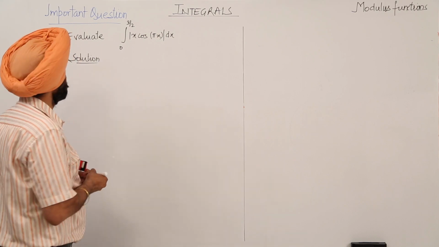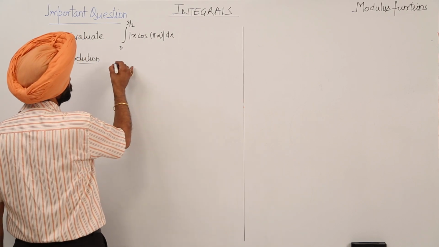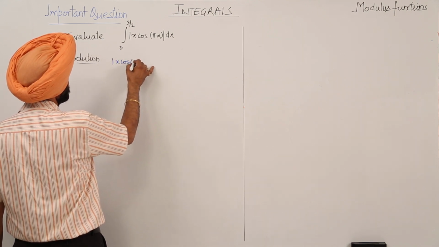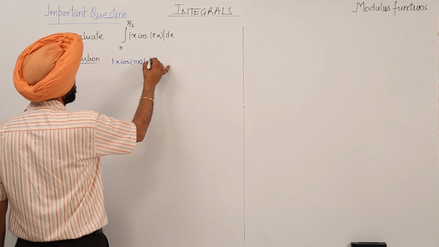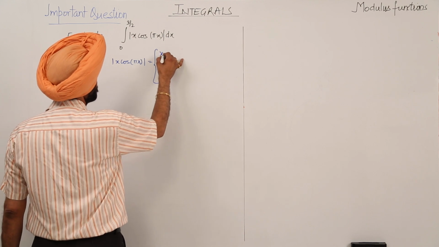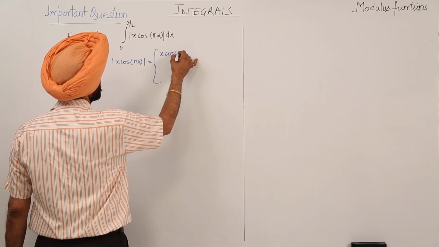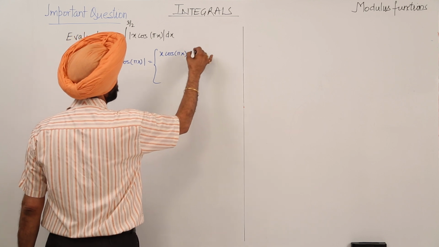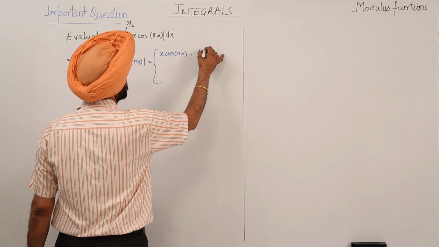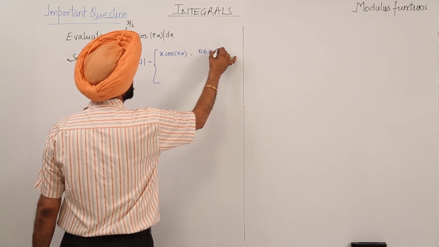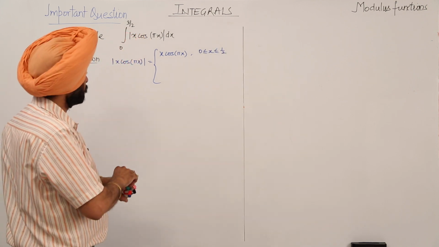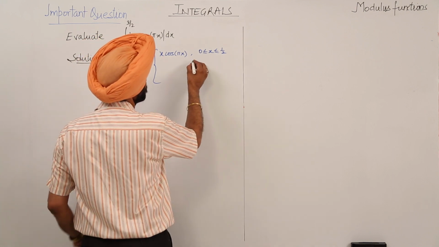Very important question. Okay. Now to this, what we can write is x cos pi x. Now this is equal to positive x cos pi x when it is from 0 ≤ x ≤ 1/2. Now what I have done is to this part.